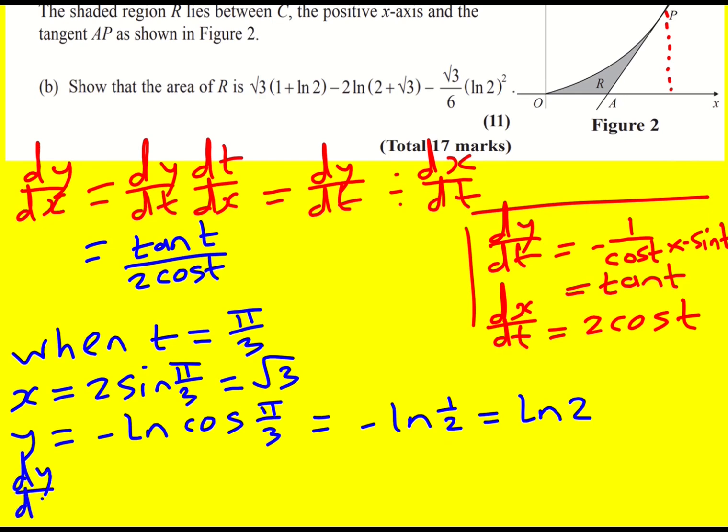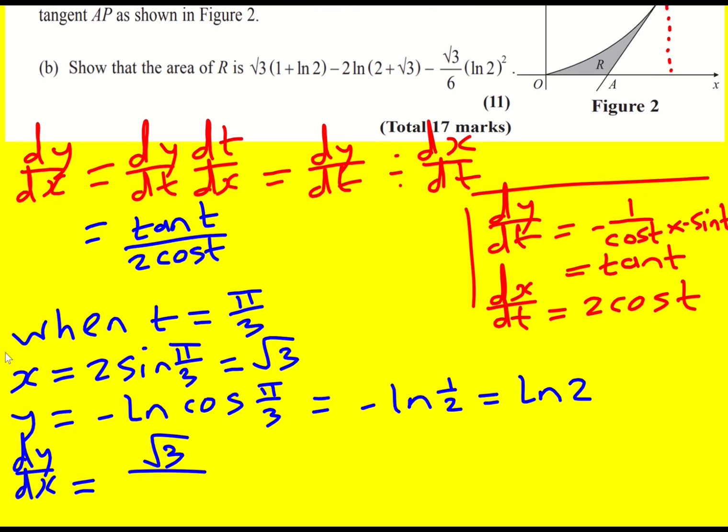And then dy by dx is going to be tan pi over 3, which is root 3. Try and remember that tan 30 is 1 over root 3 and tan 60 is root 3. And I'm dividing by 2 times a half. So these cancel and I'm just left with root 3.